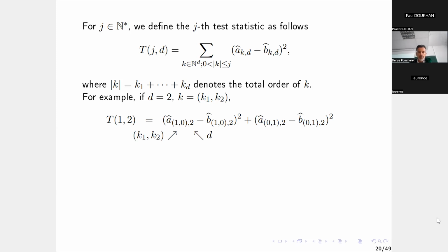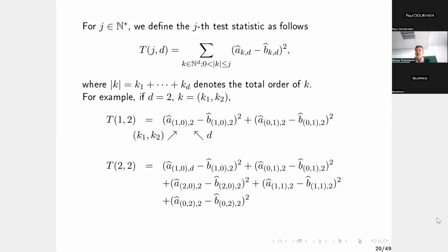So this is k1, k2. When you have an order equal to 2, you can have (1,1), or (0,2), or (2,0), and so on, but the sum is equal to 2. So you have, of course, many more coefficients to compare, but that's the same principle.